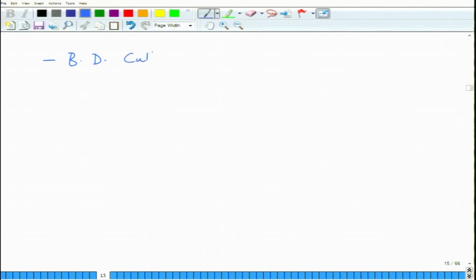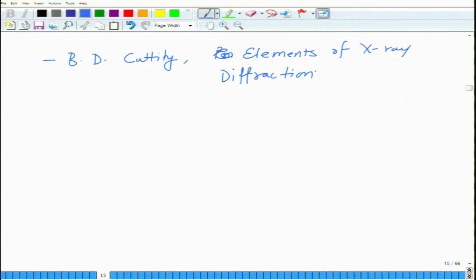B.D. Cullity, Elements of X-ray diffraction. It is a very good book on X-ray diffraction for beginners. Okay. So, you can do all the reading there for understanding the advanced use of X-ray diffraction.